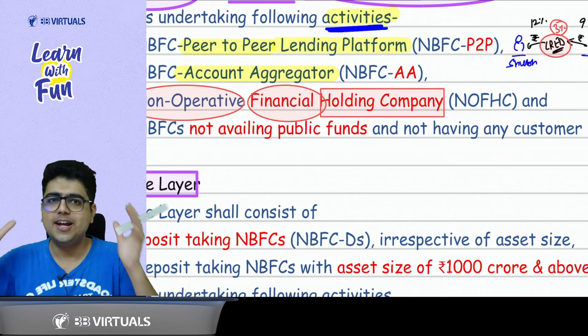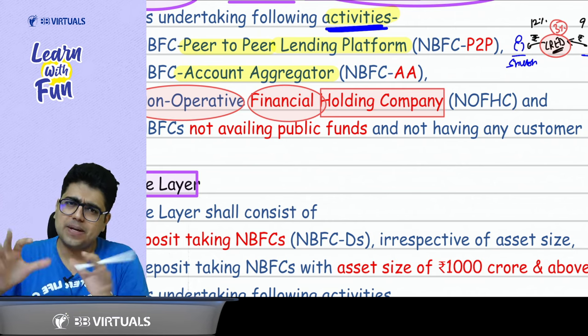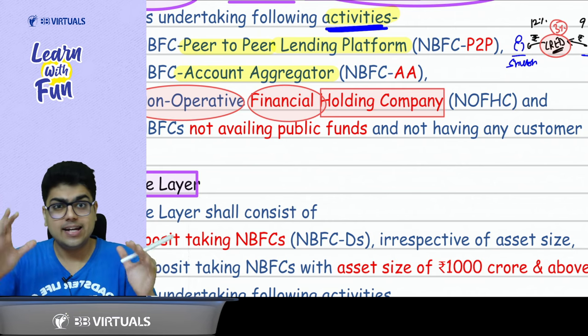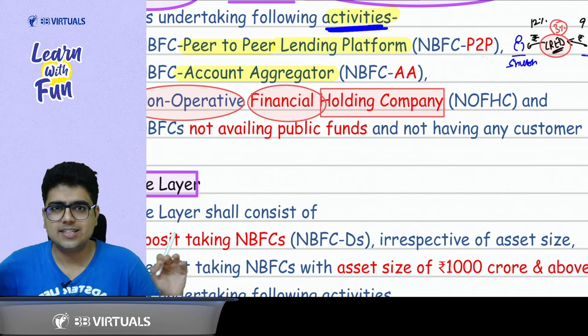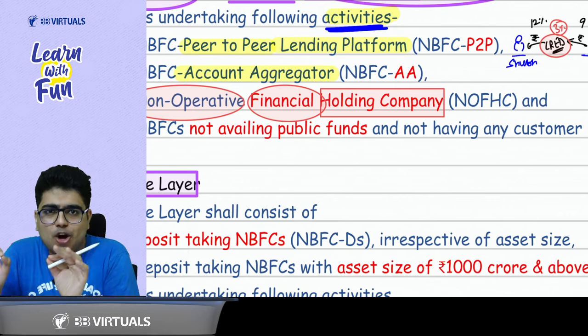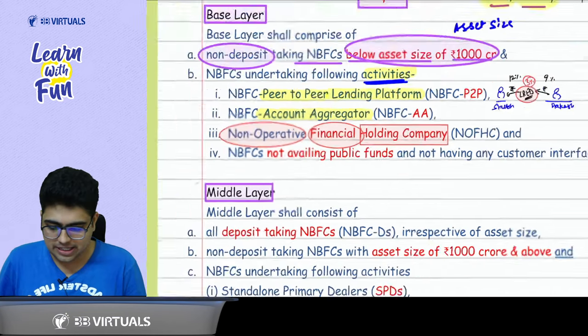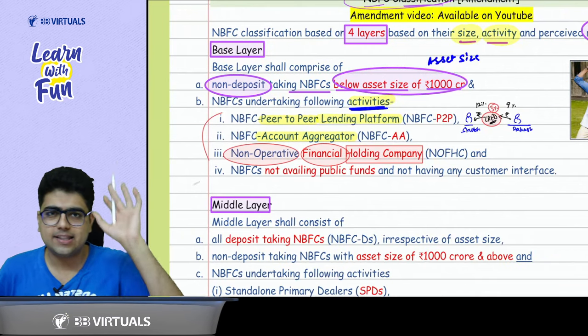So what do we call it? Non-operative financial holding company. Non-operative, not holding any operations. It is a holding company of which types of companies? Financial companies. So, non-operative financial holding company. So these are the three NBFCs which land in the base layer.